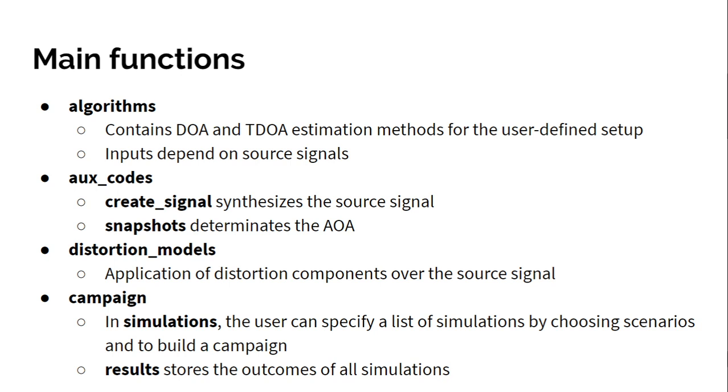In distortion models here, that's where we find the noise and reverberation models that I talked about earlier. You can choose whether or not you want to have only real Gaussian noise, complex Gaussian noise with reverberation or not. Also the alpha stable model noises as well.